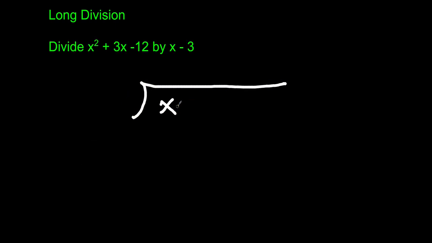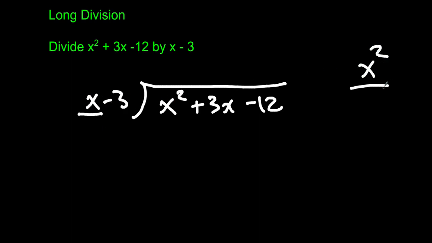Divide x squared plus 3x minus 12 by x minus 3. Okay, this is a bit strange at first, but you'll get the hang of it. First, you just look at the first term, x squared, and you divide x squared by x minus 3. And the way you do that is you say how many times does x, this variable portion of the linear factor, how many times does x go into x squared? So you're asking this question, what's x squared over x? And the answer is x.